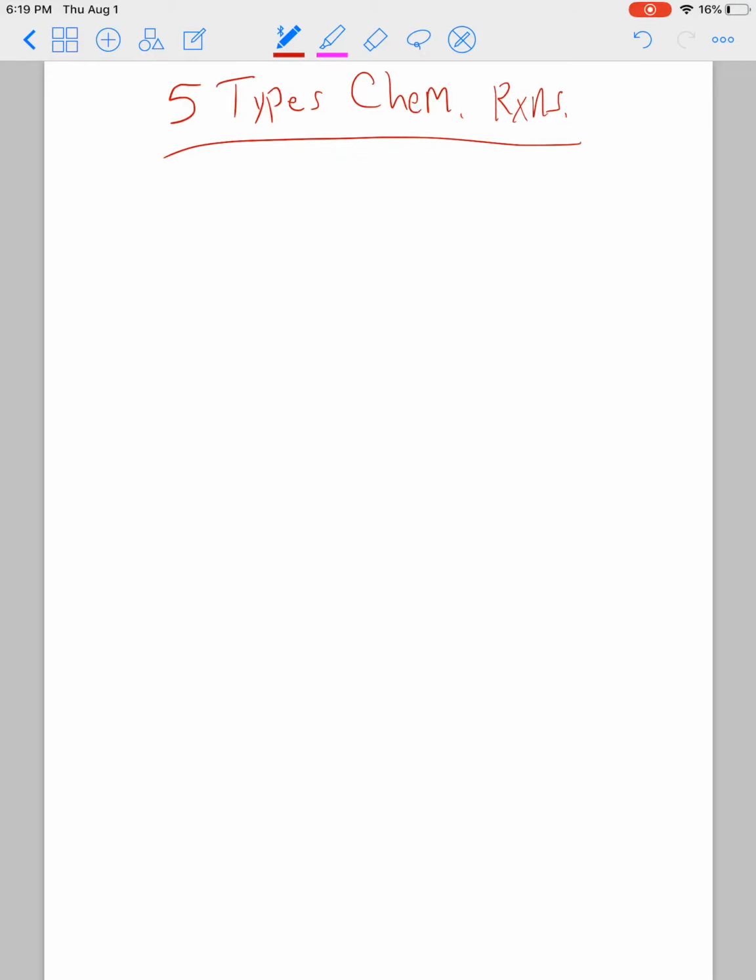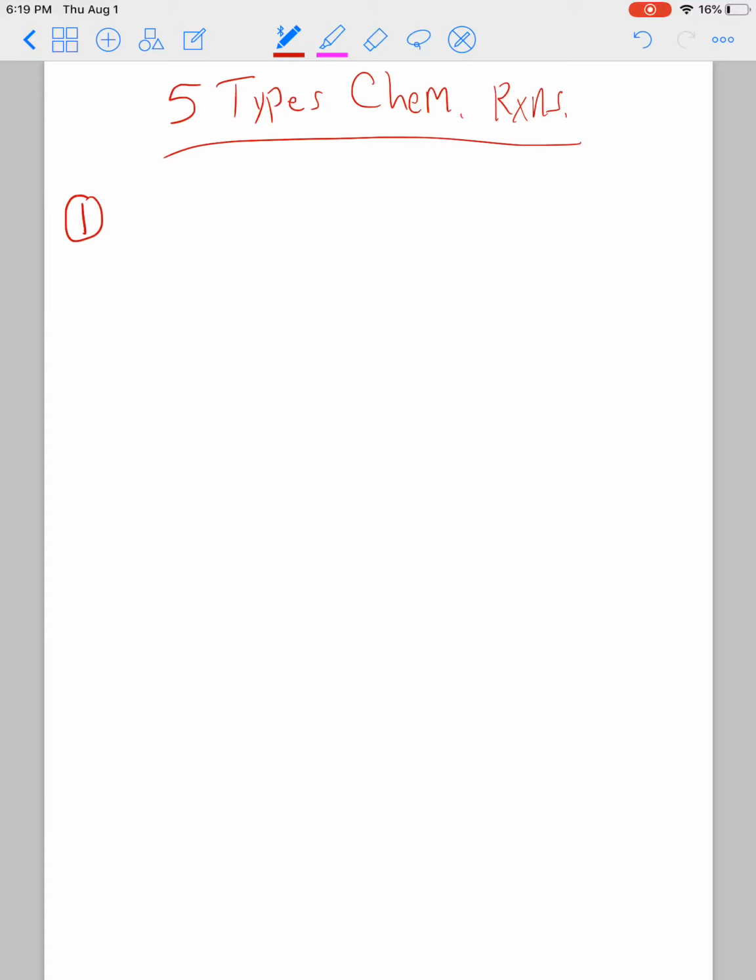Okay, so this flashback is asking you to identify what type of reaction you have based on the given example. So, not their definitions, but their given example. If you remember their definitions, this should help make this flashback a little bit easier. So, let's look at some examples.